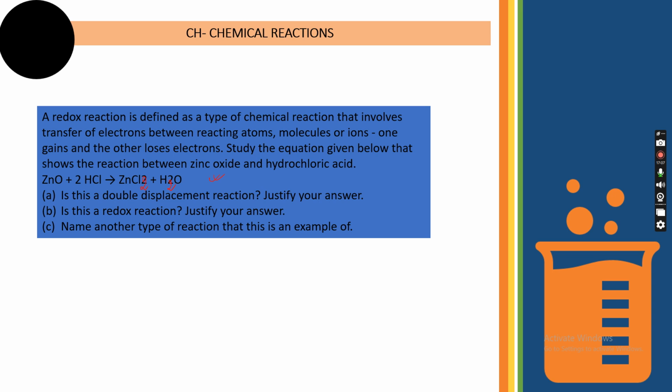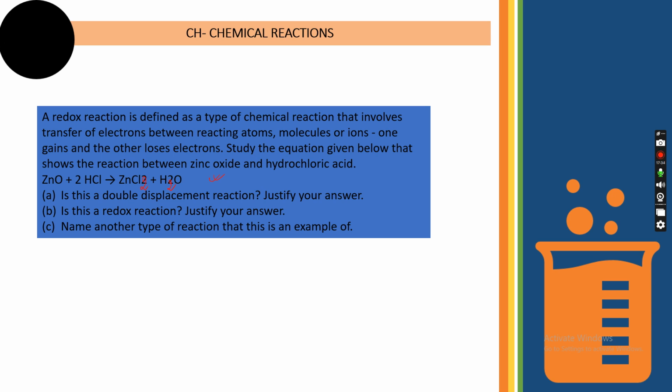Okay, redox reaction we all remember, where oxidation and reduction take place simultaneously, both together. And another definition is where transfer of electrons takes place between the reacting atoms or molecules or ions, whatever it is, in which one gains and one loses electrons. Okay, so in a redox reaction transfer of electrons also takes place.